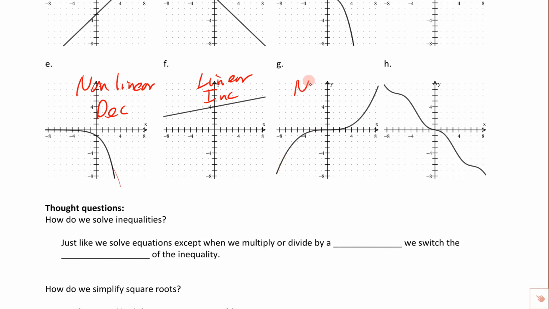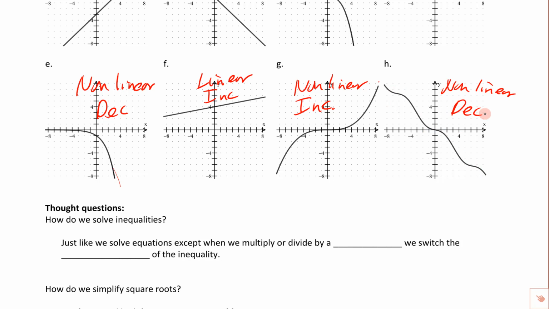This is not a line, non-linear, but it does go up from left to right. These values are getting bigger and bigger and bigger, so that would be increasing. And then this last one here, definitely not a line, so non-linear, and it's kind of just doing a wavy pattern down, so this is decreasing.